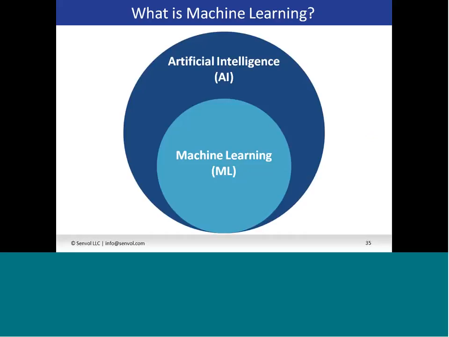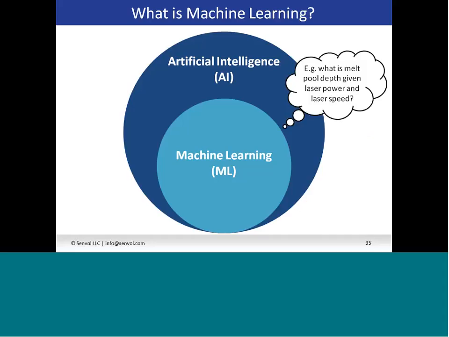Just a really quick background for those of you who might not be familiar with the concept of machine learning. Machine learning is a type of artificial intelligence that allows the computer to perform a task, for example, recognize a pattern or make predictions, without being explicitly programmed to do so. The computer learns to perform the task by being trained using training data. For example, a training data set that includes information on process parameters such as laser speed and laser power, and process signatures such as melt pool depth, can be used to train a machine learning algorithm to predict melt pool depth based upon a given laser speed and laser power.